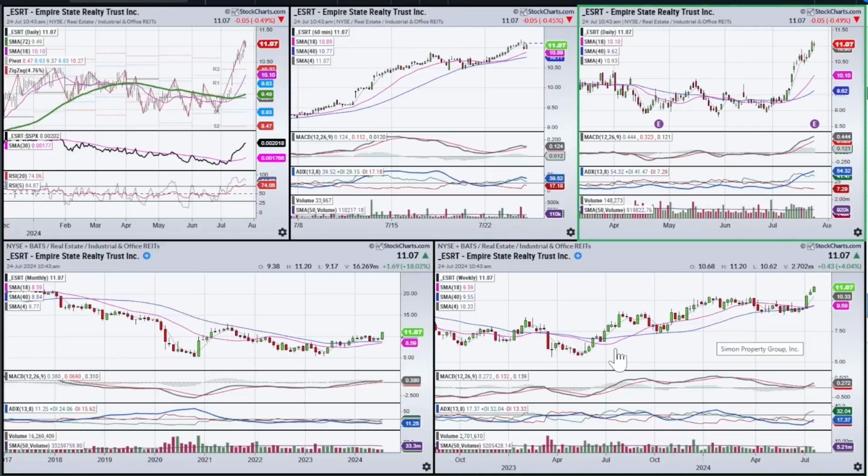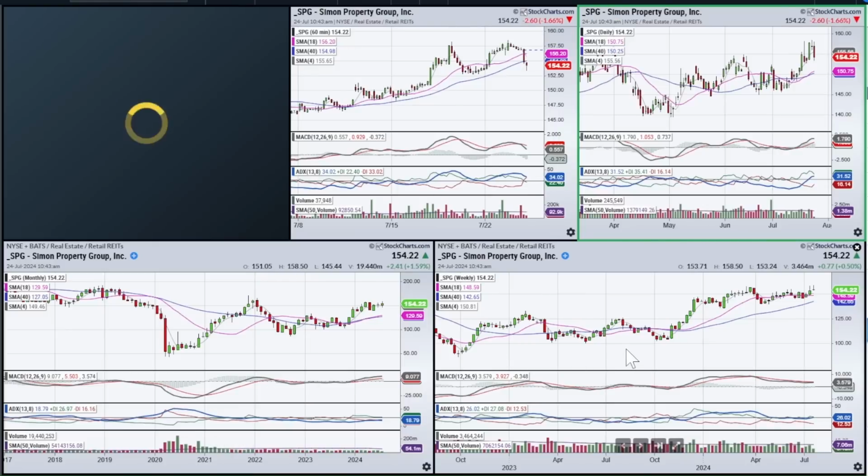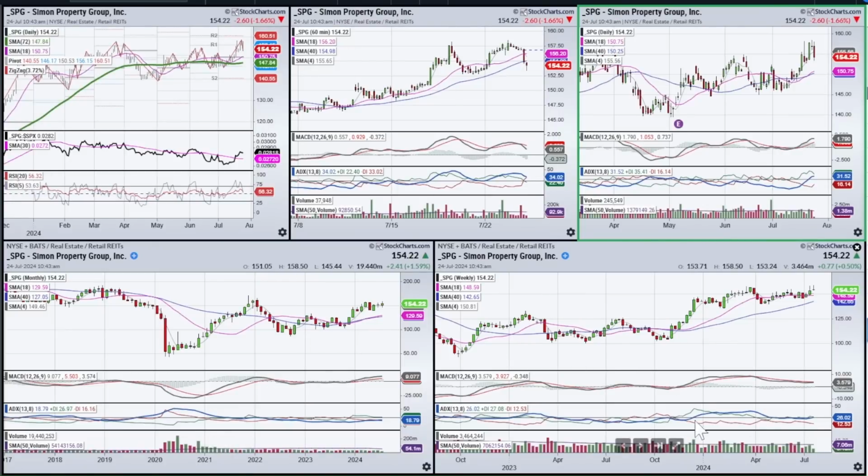And then finally, SPG. I think this looks pretty attractive. And look at the momentum condition in place on the weekly chart, with reverse divergence on the weekly as well. Nice looking monthly cupping around.